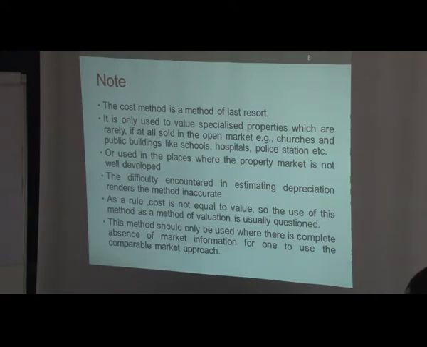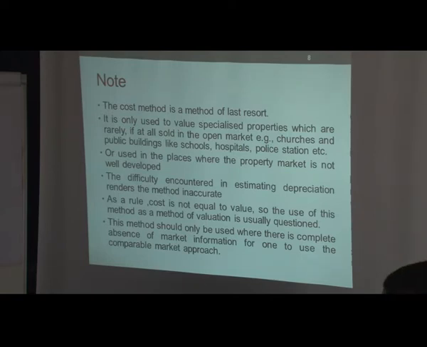Churches, public buildings like schools, hospitals, police stations. It's not often that we hear people selling the police station building. Those are specialized developed properties. So this method is used especially for such types of properties.